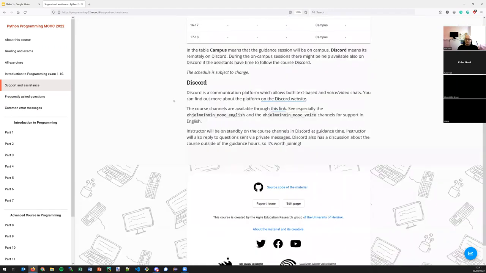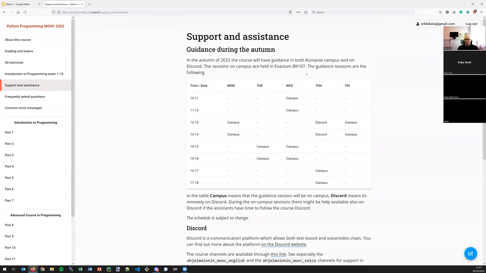And meaning that in Exactum, the class BK 107, you can go there, bring your own computer, and then there are instructors there who you can discuss with. I'm there myself sometimes, and you can ask for help with any of the exercises or, more generally, about a specific topic or whatever you want to.